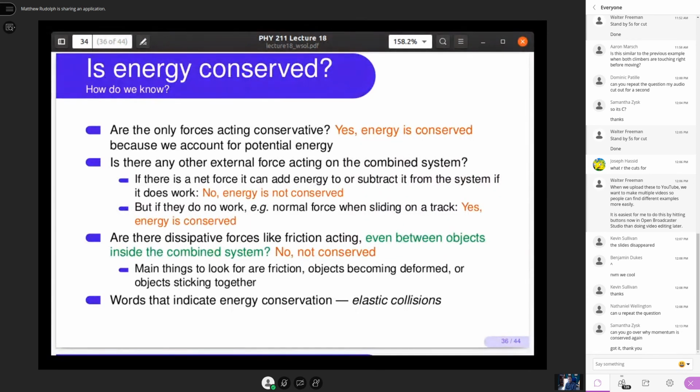There's also one important word that's used on the recitation. You can have energy conservation when we tell you that you have energy conservation. We'll sometimes say that there's an elastic collision, and this really means that the forces involved are going to conserve energy. But it's extra information that we have to tell you. So if you see that word, that's basically a giveaway that energy is going to be conserved in the collision.